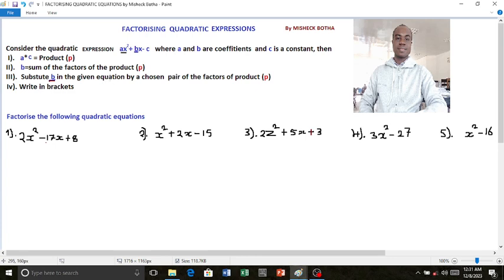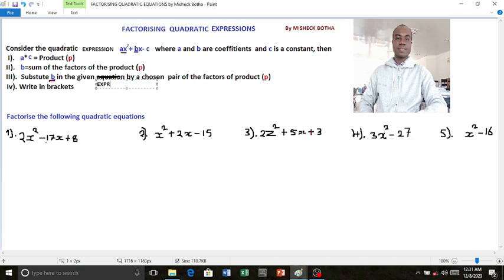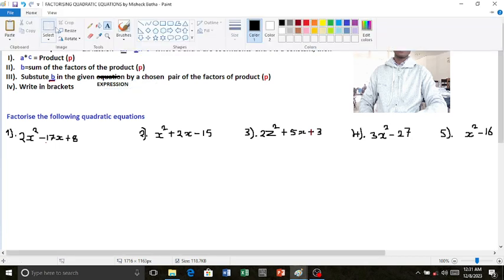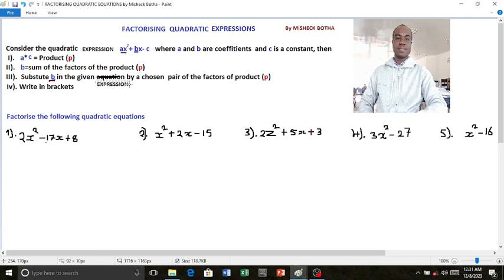Alright, so here in the quadratic expression, that should be a mistake. There you need to have your quadratic expression and not equation. Let me just do the correction there so that you don't get confused as we solve. Good, like that. Alright, so let's proceed. We need to substitute that and write in brackets what you have.